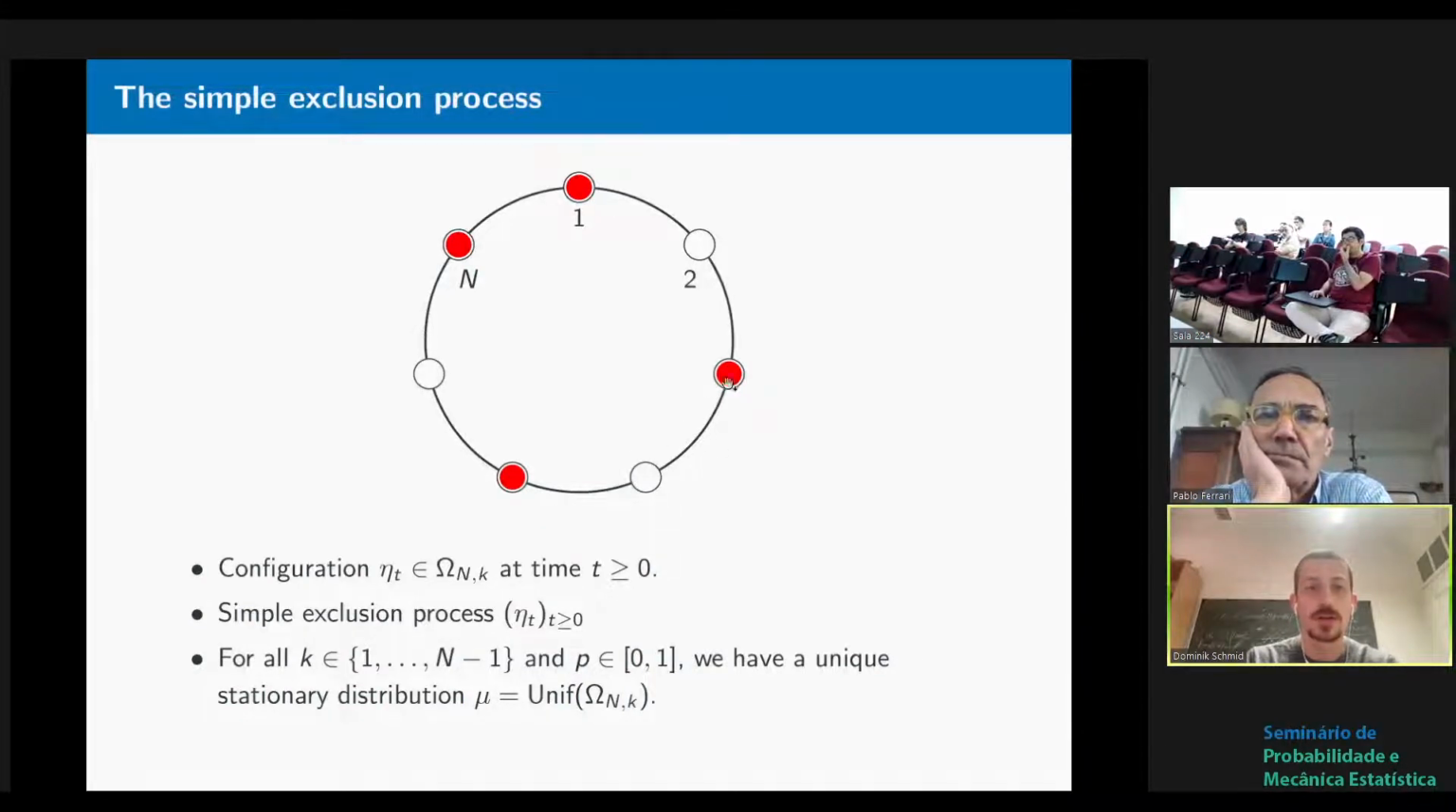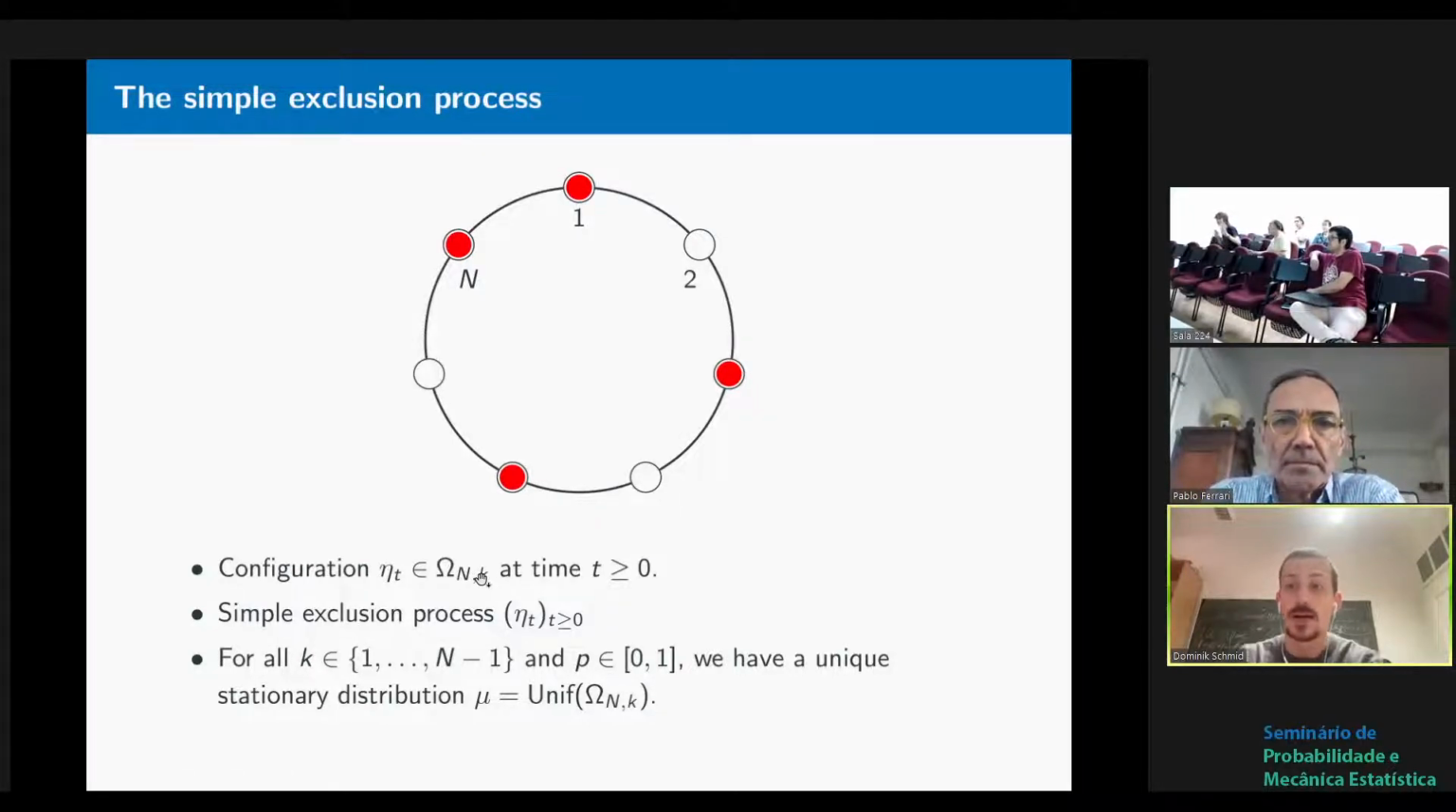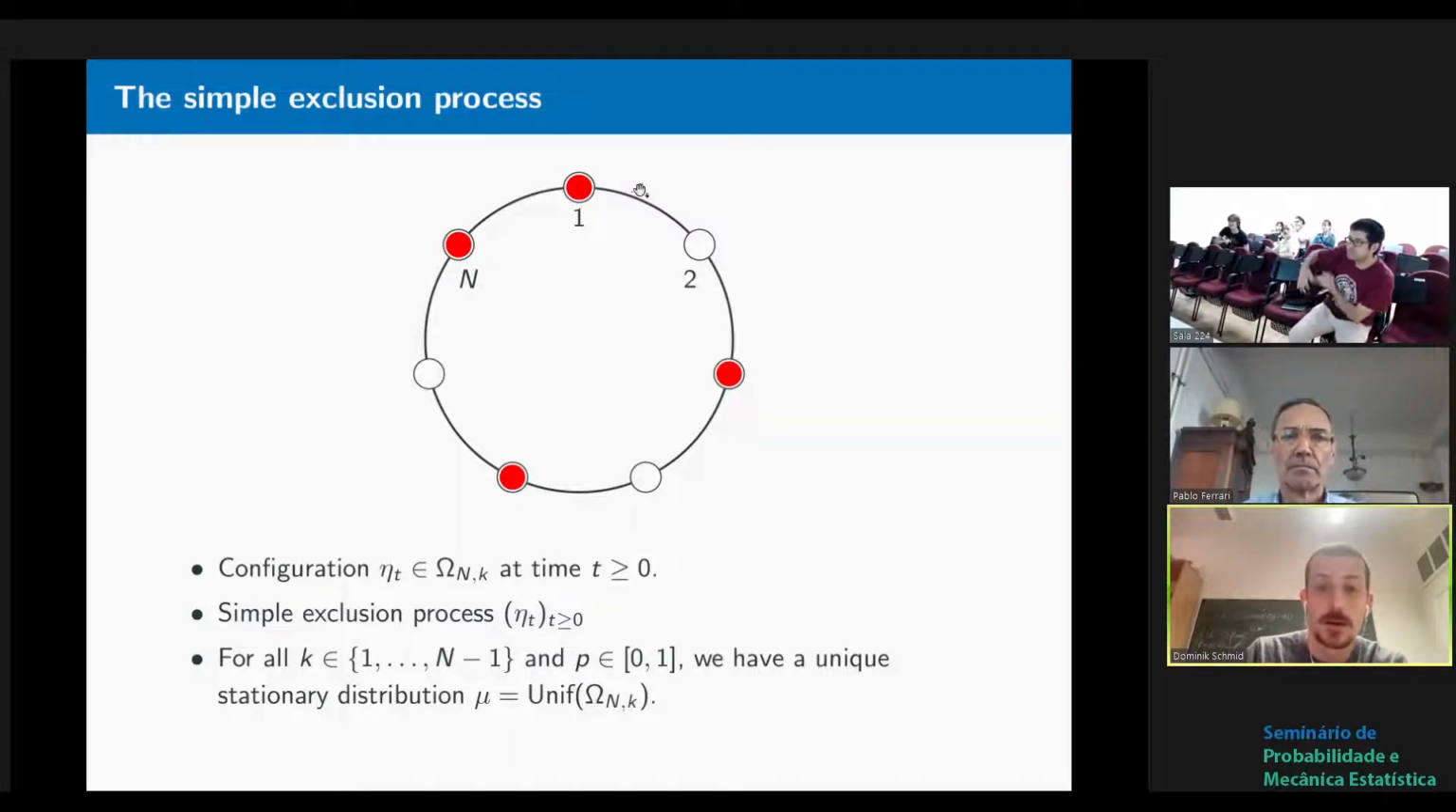So to introduce mixing times, let me first fix a bit of notation. For the simple exclusion process on the circle, I think of it as a configuration at time t, denoted by eta t in some state space omega n,k, where omega n,k consists of configurations on the circle of length n with k particles.